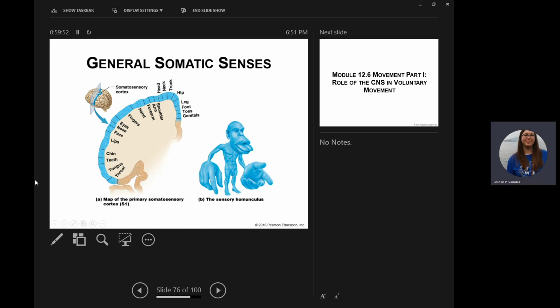This is the visual representation of that. Basically, what it's saying here, this is our cortex, our somatosensory cortex. More area is given to things like the fingers, the hands, the lips, and that's what they're trying to illustrate to you here.